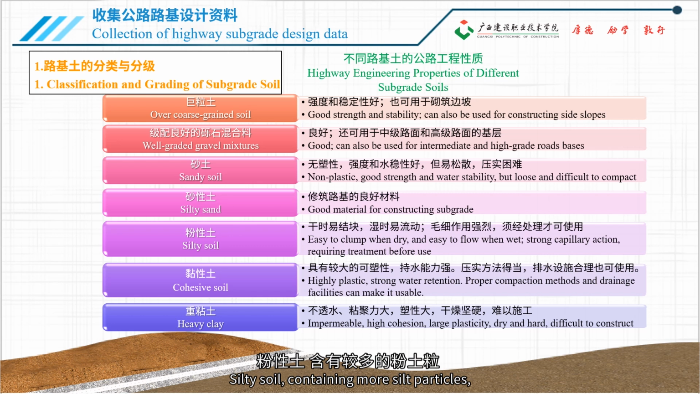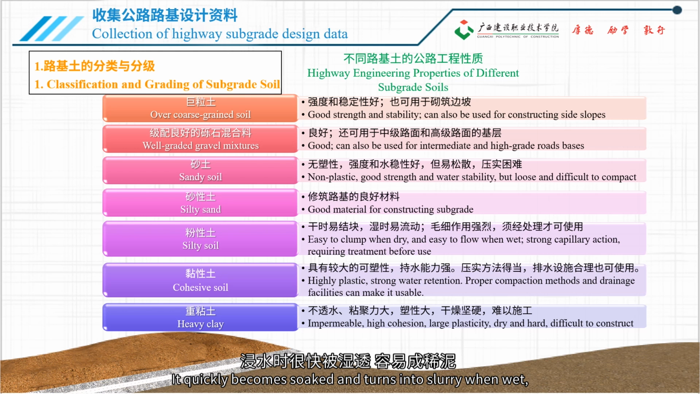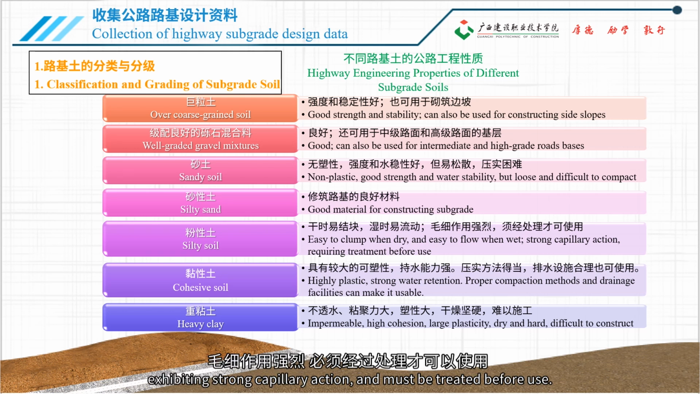Sandy soil containing a certain amount of coarse and fine particles is easily compacted and is an ideal road-building material. Silty soil, containing more silt particles, has slight stickiness when dry, but is easily crushed, generating dust. It quickly becomes soaked and turns into slurry when wet, exhibiting strong capillary action, and must be treated before use.